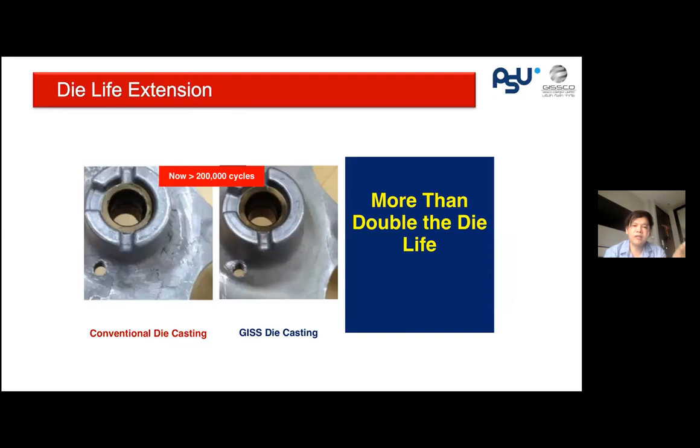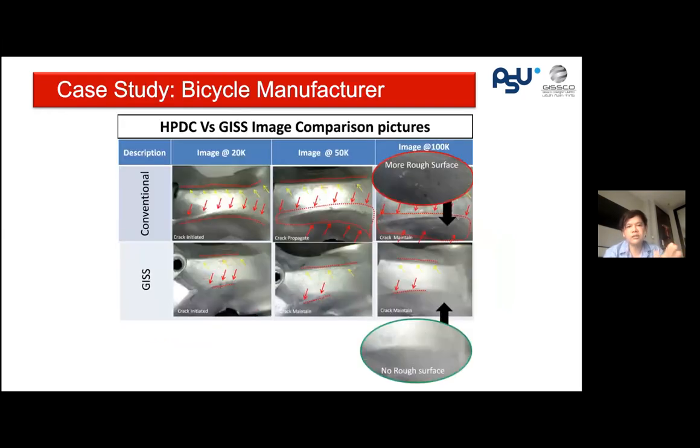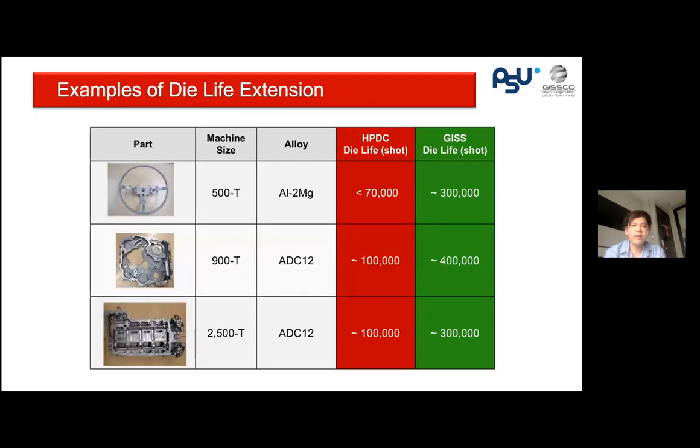And because of the lower heat content, and everyone knows that this is one benefit of semi-solid, we have done work with customers that they can show that they have double die life. And this customer did surface analysis of the part at every 10,000 shots up to 100,000 shots. They can see almost no rough surface for GISS. And we have collected real data from customers that some customers got the life to 300,000 or 400,000 shots.